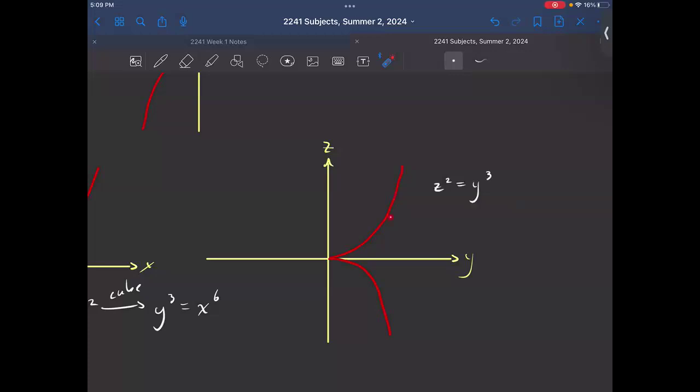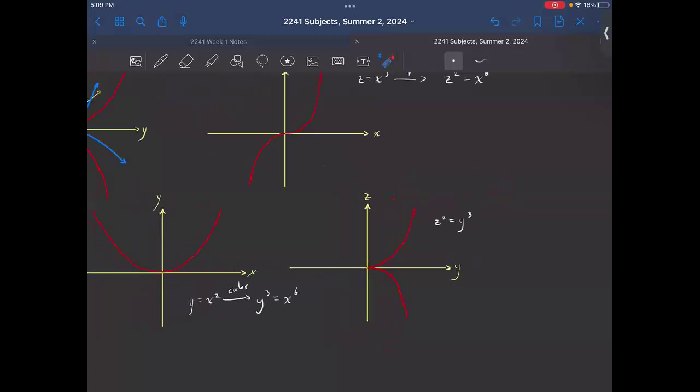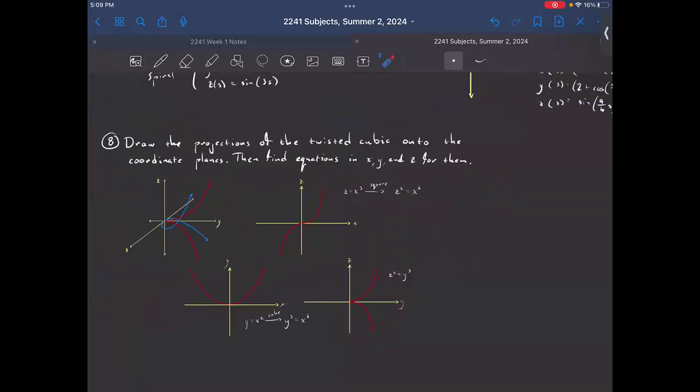So this curve right here is a bit of a weird one. It's a y to the 3/2 power equation, except it is both the positive and negative square roots of it. And so our next video will conclude the examples.